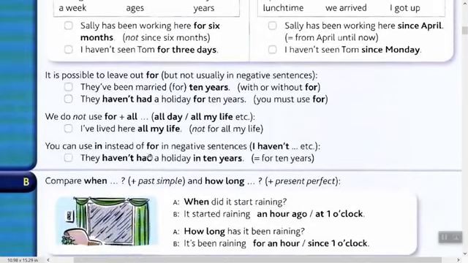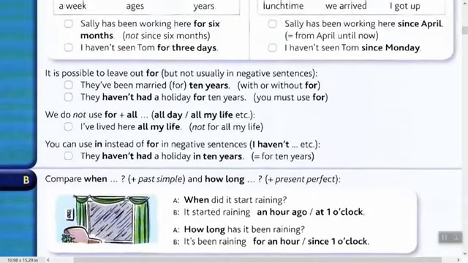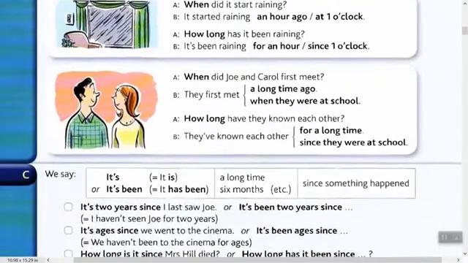You can use in instead of for. In negative sentences, you can use in. This is a note. As a note, you can use in instead of for. That's enough for this, only section A. We take only section A.